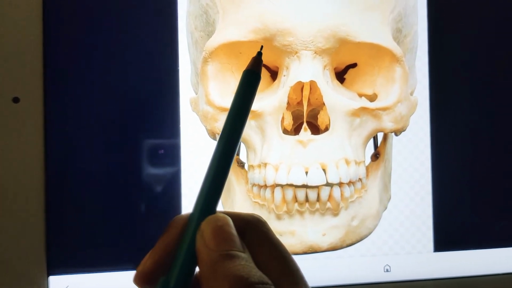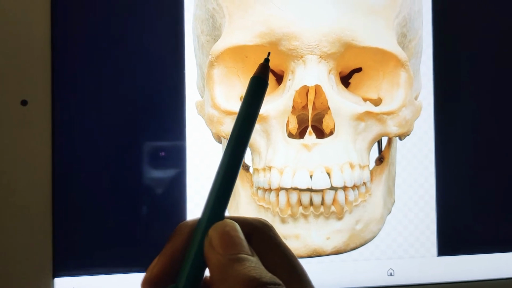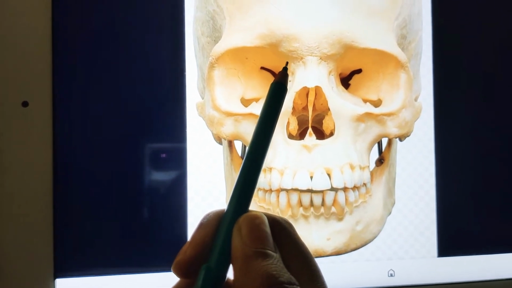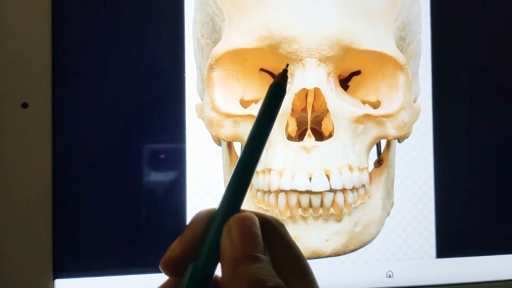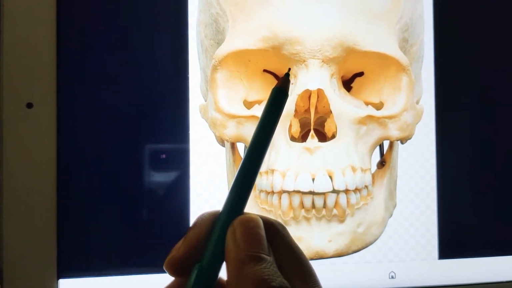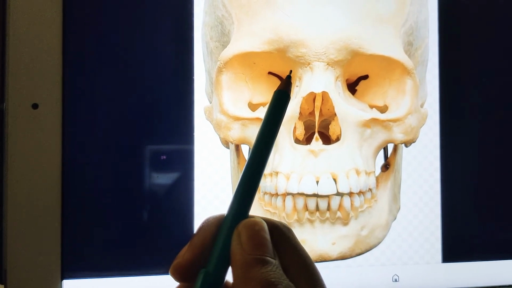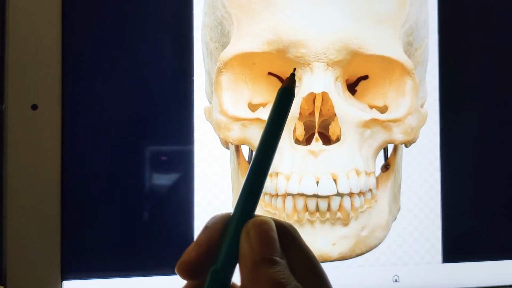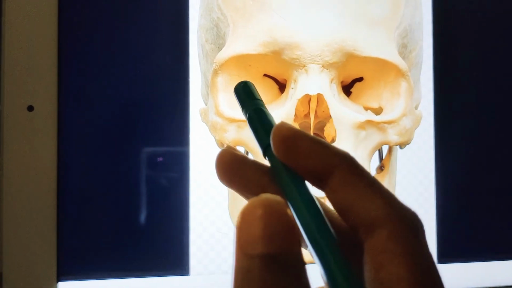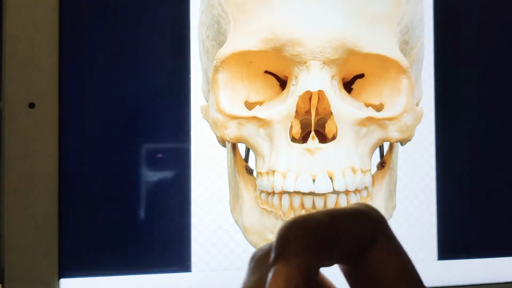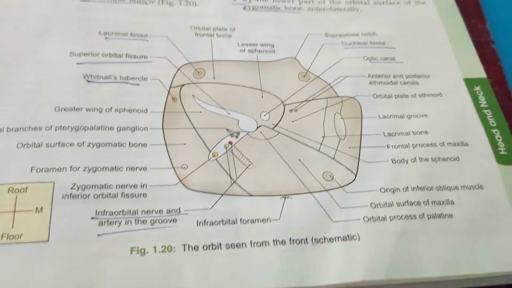And next, coming to the trochlear fossa. The trochlear fossa is here. It lies anteromedially. So somewhere over here will be the trochlear fossa. It provides attachment to the fibrous pulley or trochlea for the tendon of the superior oblique muscle. So let me show the same lacrimal fossa, optic canal and trochlear fossa by means of another diagram. You can see here this diagram which is given in our textbook.